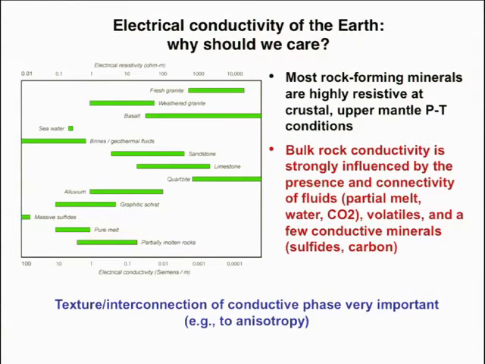The main point is that most rock-forming minerals are highly resistive, and so when we see very high conductivities in the crust and the shallow upper mantle, it's usually telling us something about the presence and interconnectivity of fluids, and that could be partial melt, water, CO2, other volatiles, and a few very conductive minerals which can organize themselves into conductive structures: sulfides and carbon. The texture and interconnection of these conductive phases is going to be very important, and so we should expect anisotropy in conductivity.